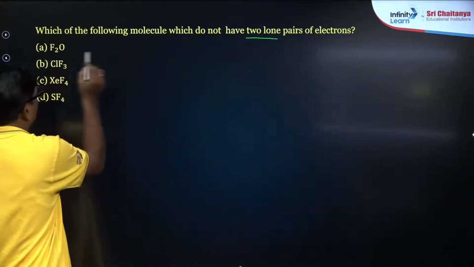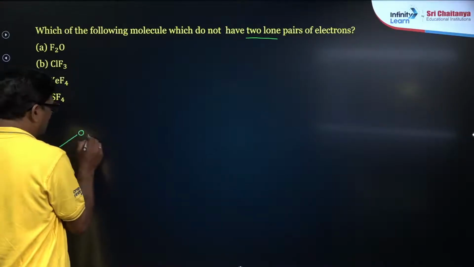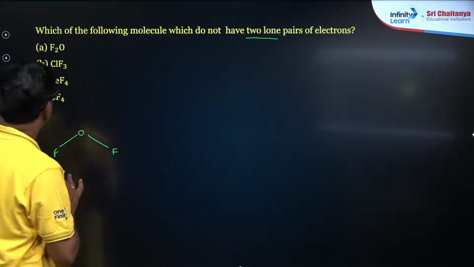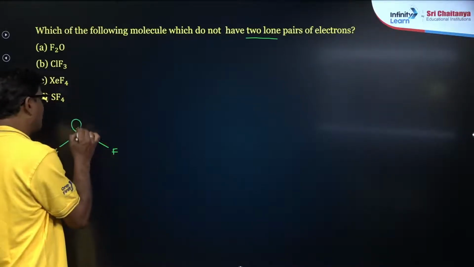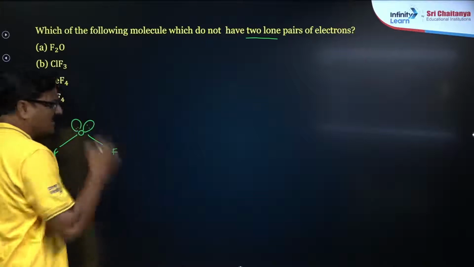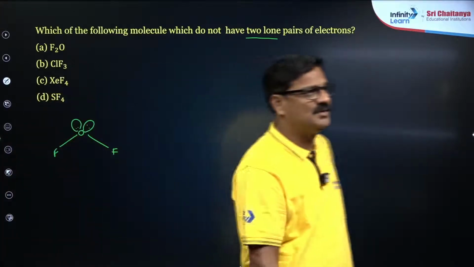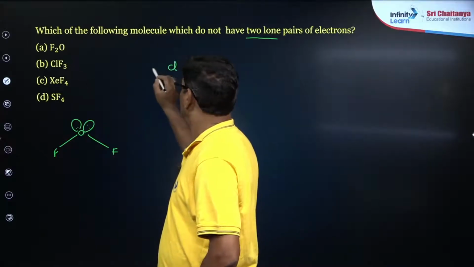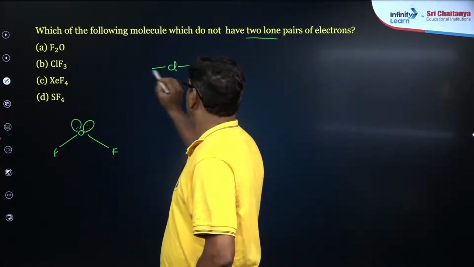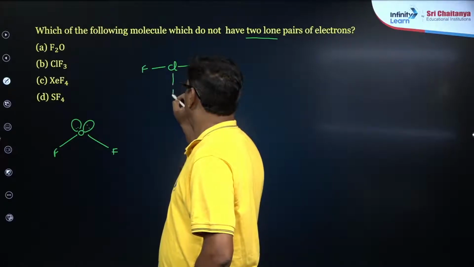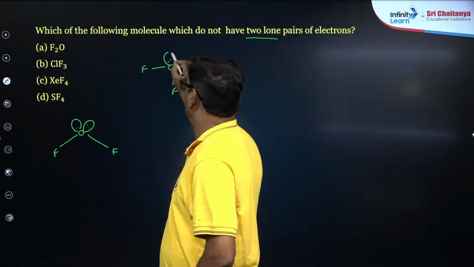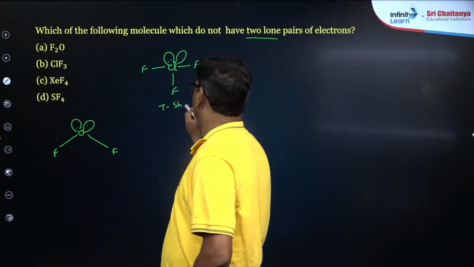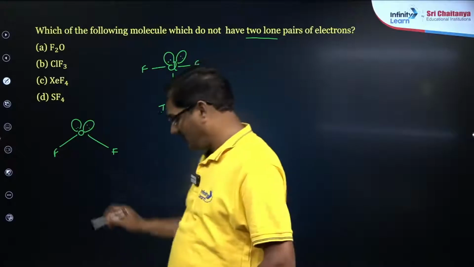So F2O, its structure is oxygen with a fluorine and a fluorine, and this is going to have two lone pairs of electrons, like water. And also you can say ClF3 is T shape: Cl and F and F and F and two lone pairs of electrons. It is a T shape, right? It is a bent.